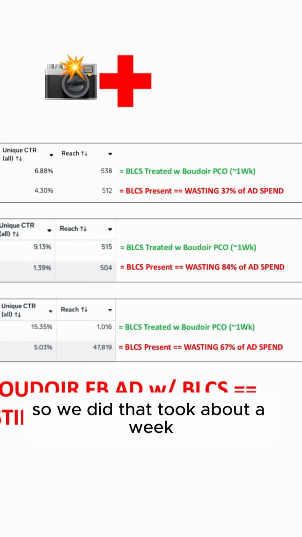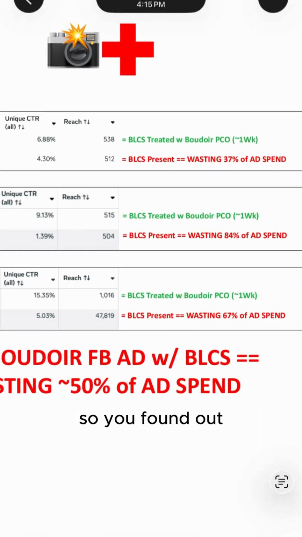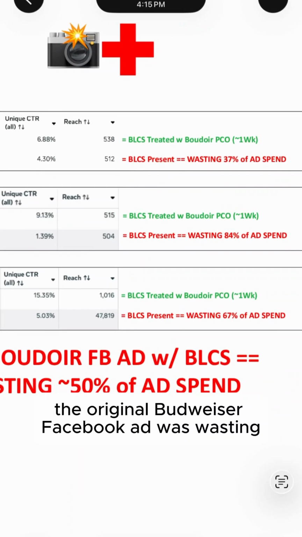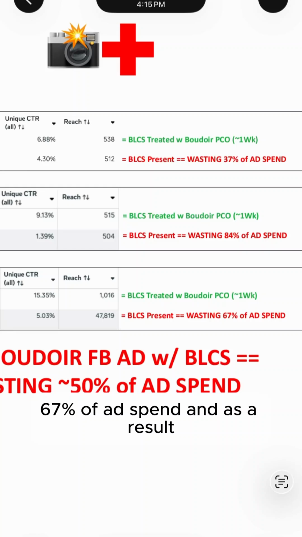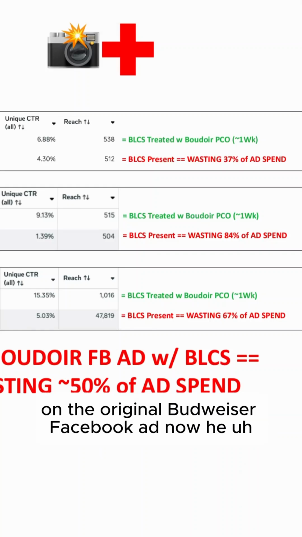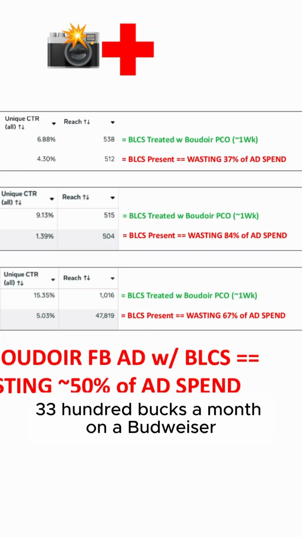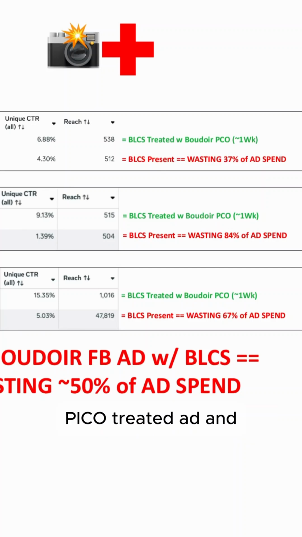So we did that, it took about a week. We got the unique CTR up to 15.35%. So we found out the original Boudoir Facebook ad was wasting 67% of ad spend. And as a result, if he was spending 10 grand a month on the original Boudoir Facebook ad, now he only needs to spend $3,300 a month on the Boudoir Pico treated ad.